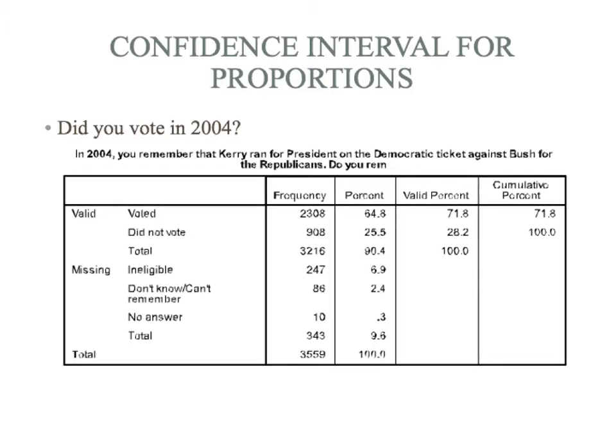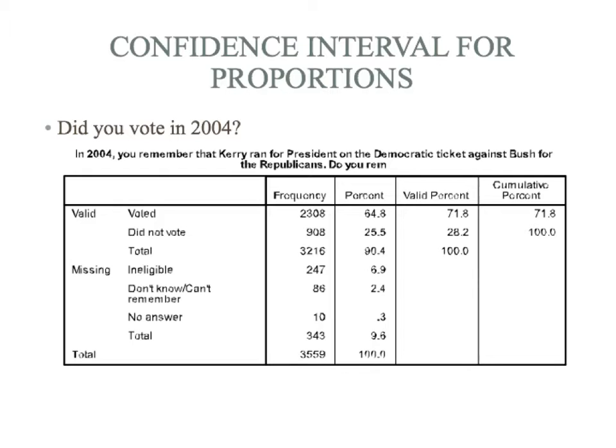This is also known as the margin of error. For those of you who are familiar with a lot of polling data, what you'll see at the bottom of a poll is a plus or minus, usually 2 or 3%. And that is a confidence interval for proportions, also known as the margin of error.